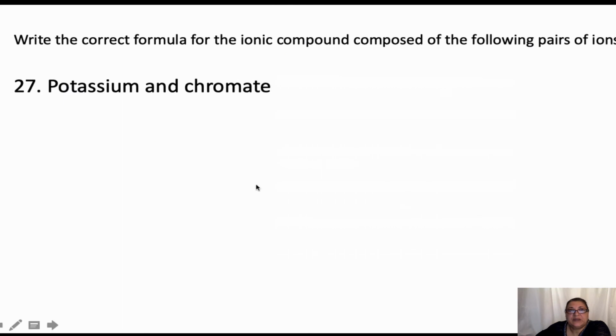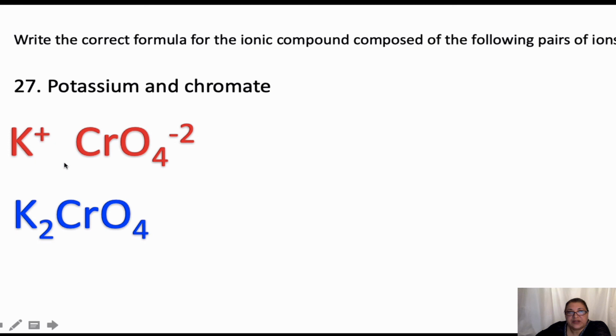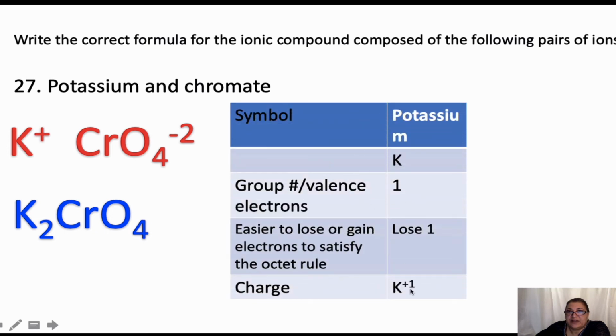Okay, let's do one more. Potassium and chromate. Potassium is positive 1, chromate is negative 2, CrO4 negative 2. And we do the crisscross. There is no need to put parentheses because it's only 1, but the K gets a 2 right here. K2CrO4. And that's how we found K is positive 1, because it's in 1A, so it has 1 valence electron, easier to lose, and it's K plus 1.